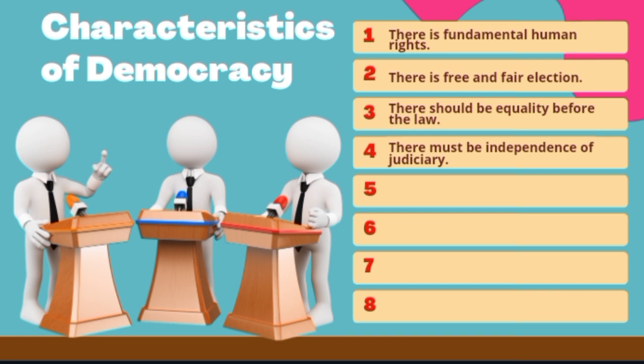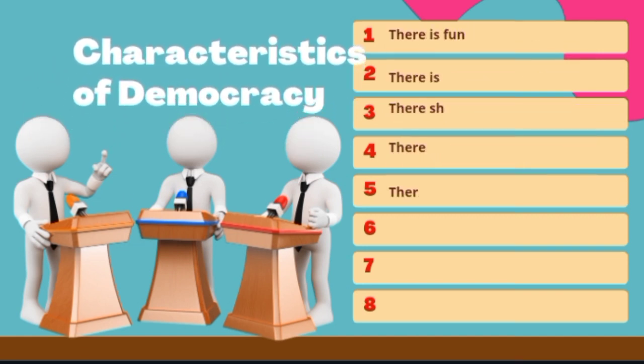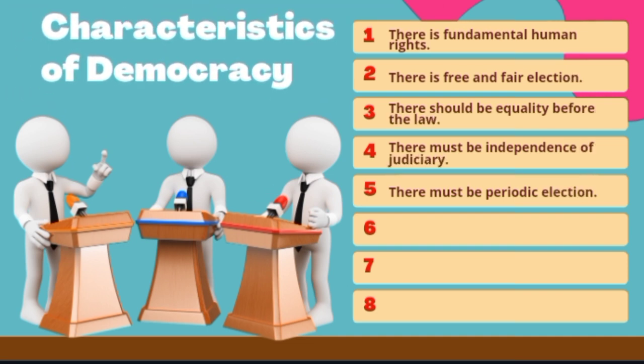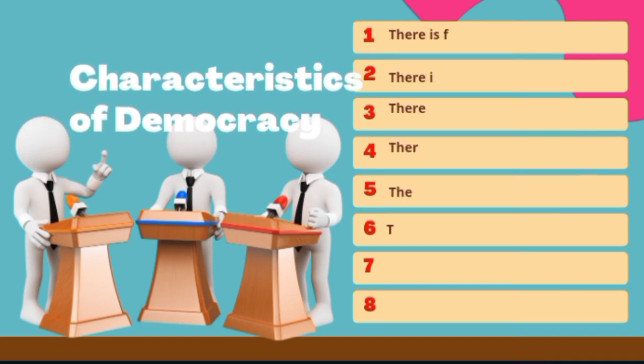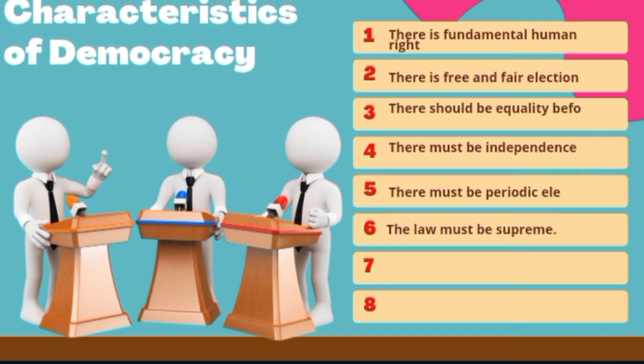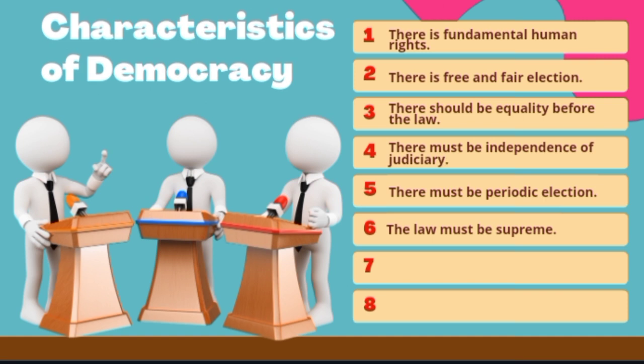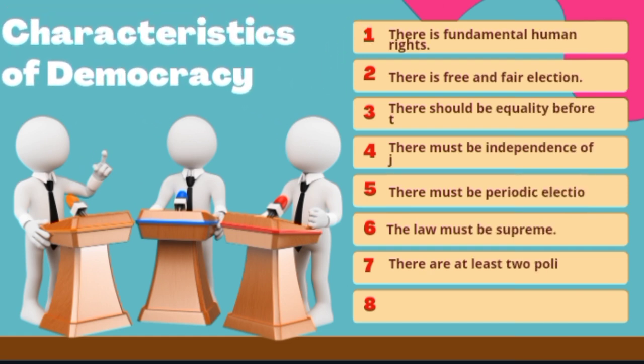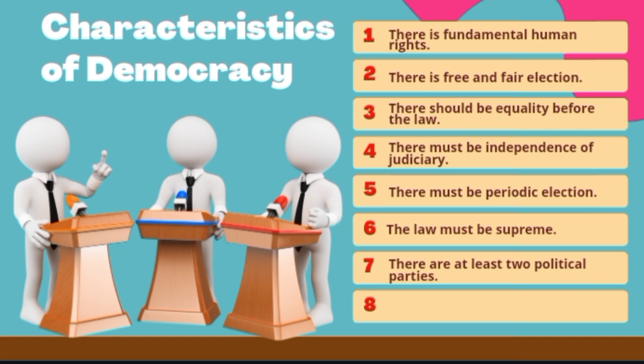Number five, there must be regular and periodic election. And then number six, we have that there should be free press. The mass media of the country should be free to write and report events in the country. Number seven, we have that there should be at least two political parties and their ideas which the citizens will have to choose from.